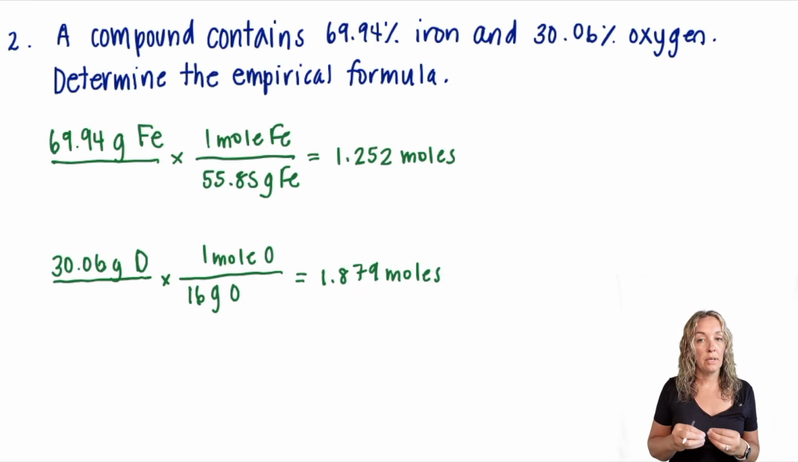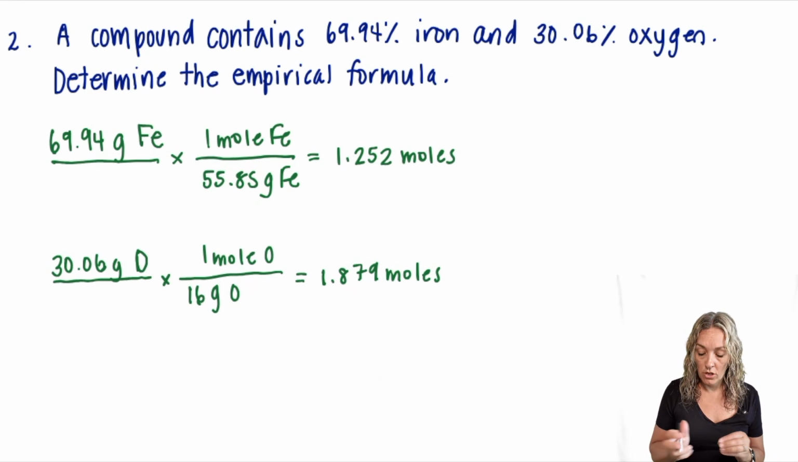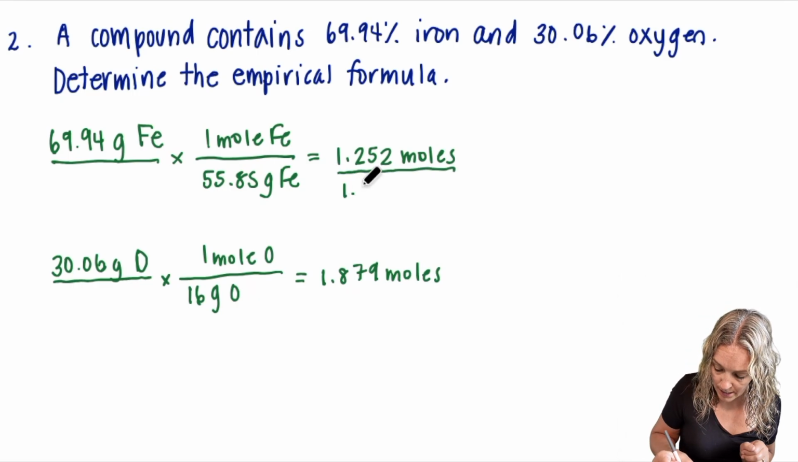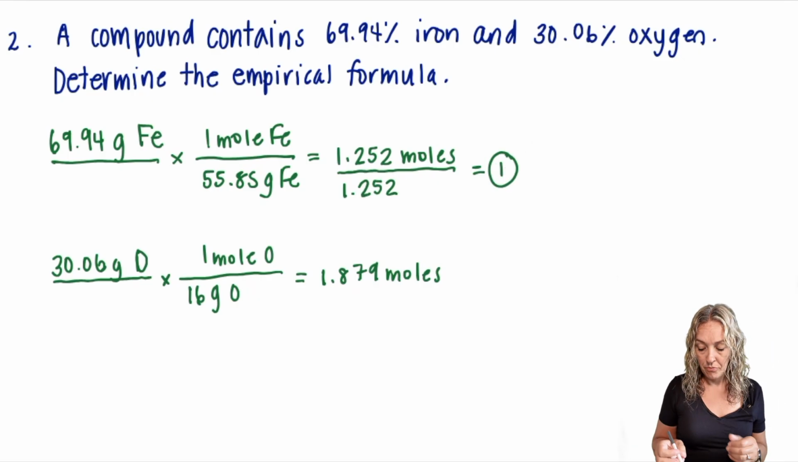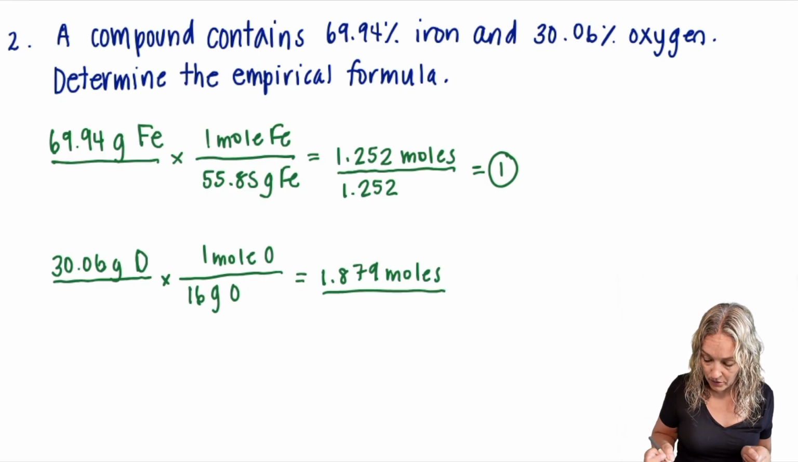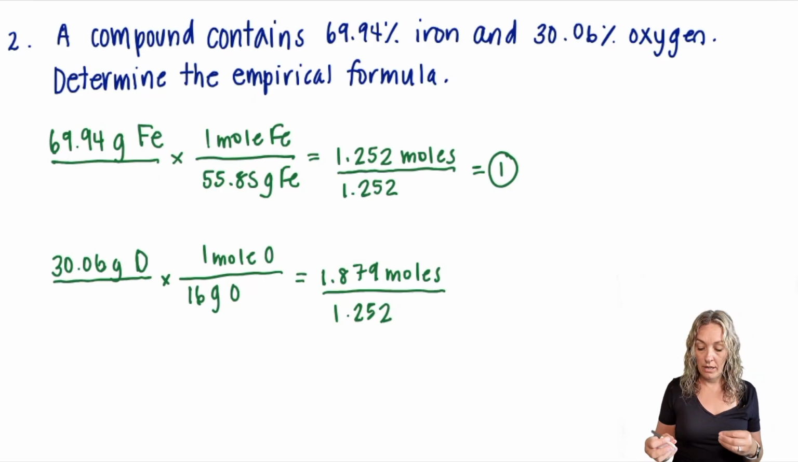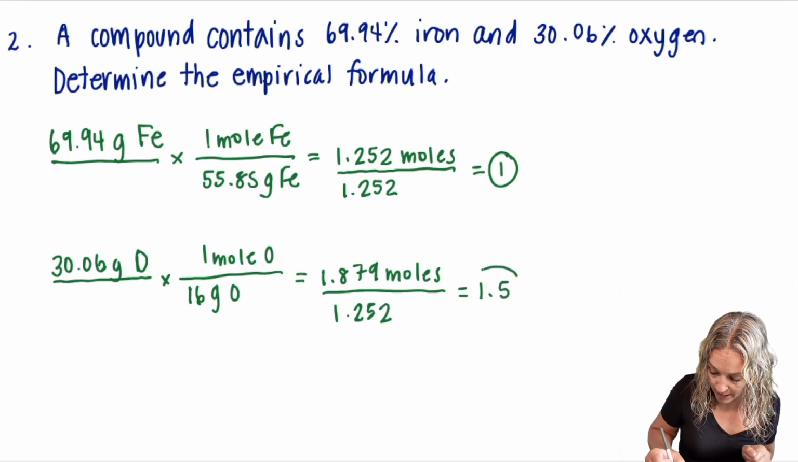But remember that our formulas, both empirical and molecular, need to be written in whole number ratios. So right now, I'm in the correct unit, the unit of moles, but I'm not in a whole number ratio. So the easiest way to get a whole number ratio is to take the smallest number of moles, the 1.252, and divide by itself. That will give me 1. Now I'm going to have to divide my other number by the 1.252 as well in order to keep the ratio the same. This time, when I do that, I get 1.5.